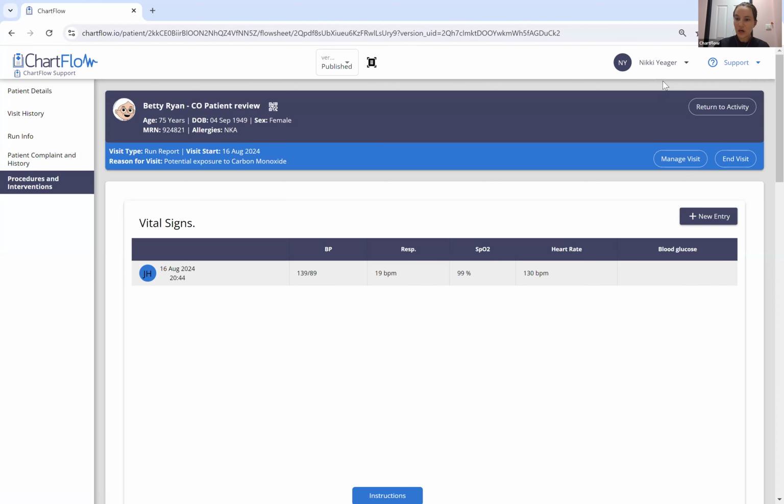Okay, so we talked about using this in your skills and simulation labs. We talked about a very basic example of how to do patient review or run review in here. And like I said, this can be done on any type of EHR or spreadsheet, whatever you're using. If you're interested in using ChartFlow, we do have about 10 EMS related patients already built in here that you would be welcome to use.